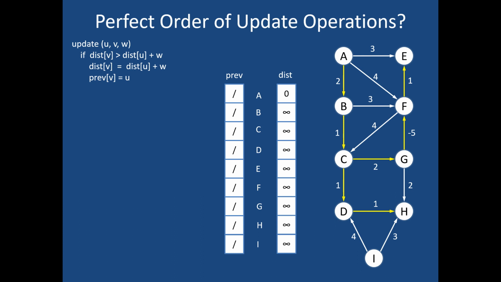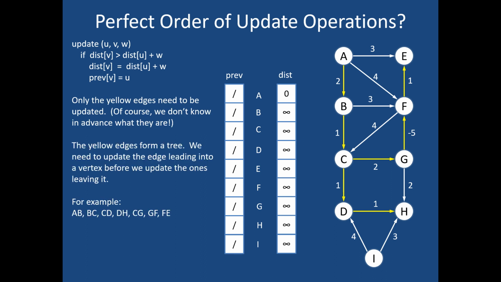So, this is what we just talked about. We need to update the edge leading into a vertex before we update the ones leaving. That's the fundamental thing. So if you know the yellow edges and you follow this rule, update them in the proper order, you'll have the answer. And then you can take that optimal update list, throw any random updates into it in any order, and you still got a solution. You're just wasting time. So, what will be the ultimate brute force algorithm that's guaranteed?